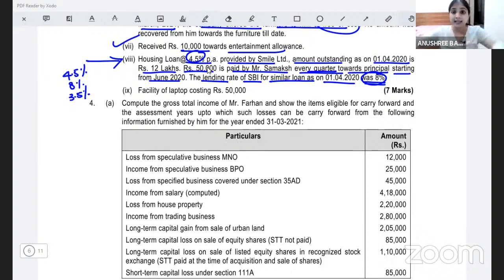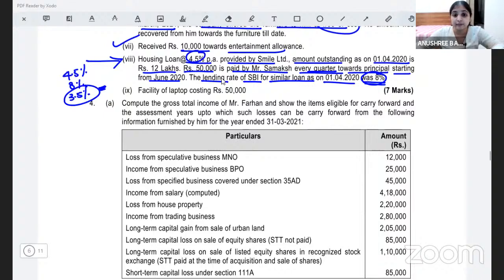The SBI lending rate is 8%. Employer is giving us a loan at 4.5%. So what is the concession? What is the benefit that the employee is enjoying? The employee is enjoying the benefit of the difference of 3.5%. Okay, so 3.5%, this is going to be our benefit. This is going to be our concession. The loan is more than 20,000 and the purpose is not medical purposes. Therefore, it is definitely going to be taxable.